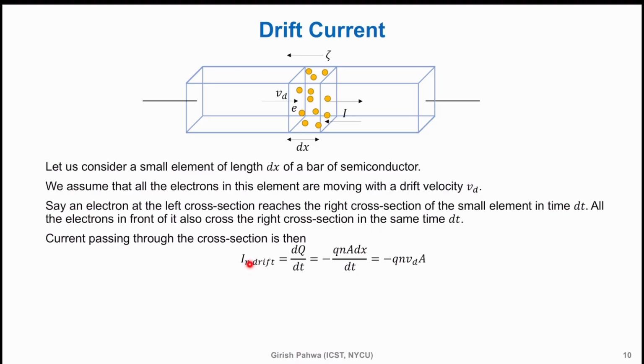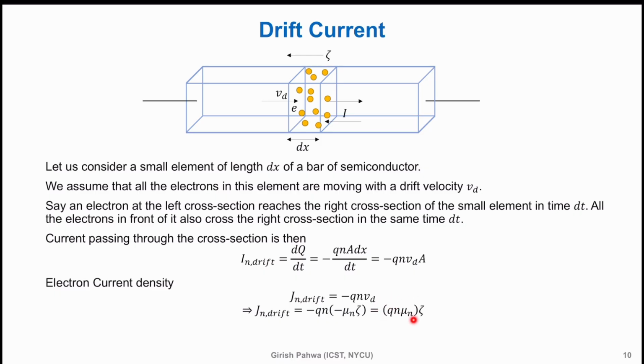So this is the total current, but you can also define current density. Current density is current per unit area. So if I divide by the area, that becomes the current density. J_n drift is minus q into n into vd. And vd is minus mu times the electric field, mobility times the electric field. So you can also express J in terms of the electric field, the mobility and the carrier density.